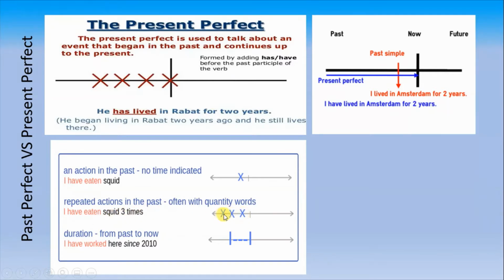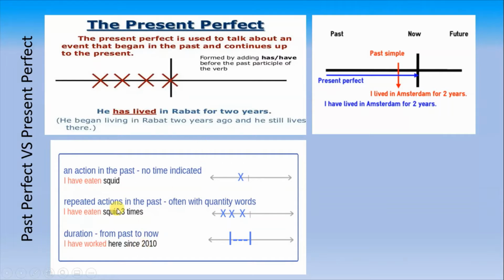3 times. 3 point of the line. So this is repeated actions for duration from past to now. From the past to now. I have worked here since 2010.